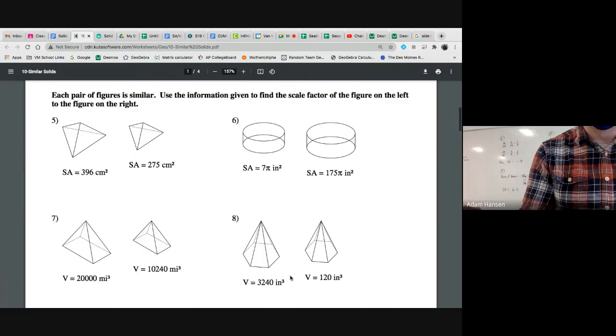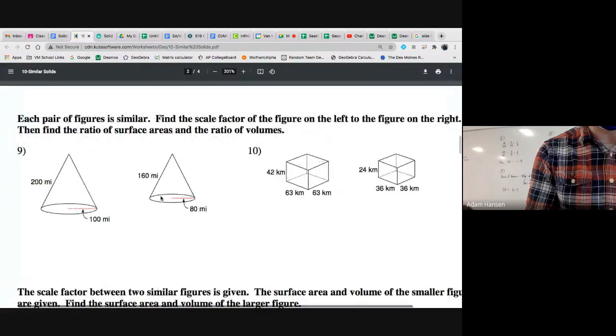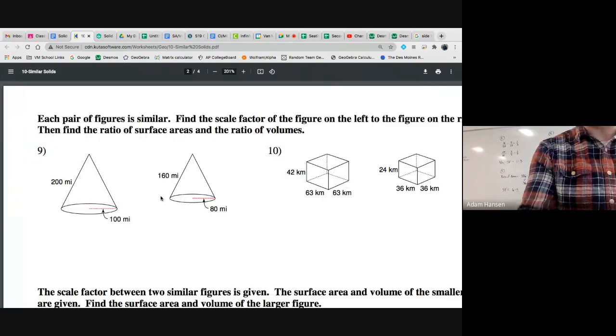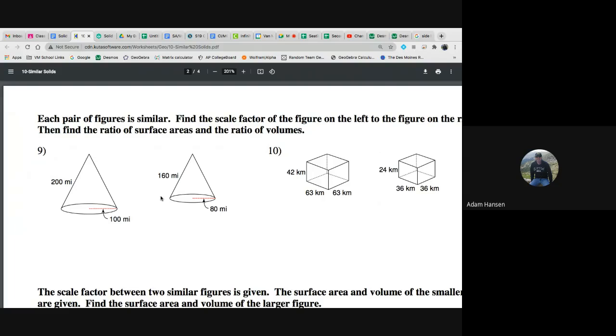Okay. Would you guys try number 9 on the back? Let's see if you know what you need to know after we talk through the front page. Number 9 has been given on the back. Flip over for a minute. Each pair of solids below are similar. Find the scale factor from the left to the right, then take that scale factor and use it to find the ratio of areas and the ratio of volumes.